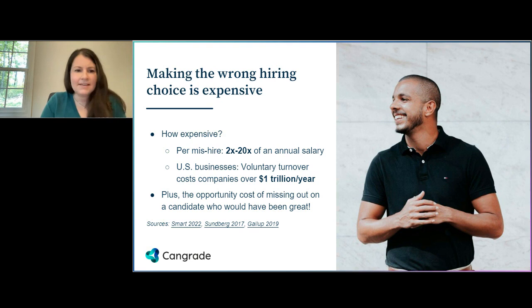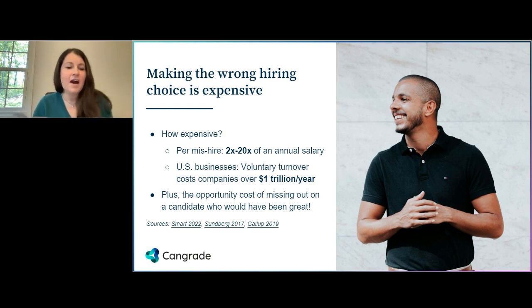So how expensive is it? For every mishire, the cost estimate is 2 to 20 times that of an annual salary. And in US businesses alone, voluntary turnover costs companies over $1 trillion. So it's critical to find those candidates who will stay. And a lot of times, the things that we can't measure are really the opportunity cost of missing out on that great candidate. So hiring the wrong person who either leaves or underperforms.